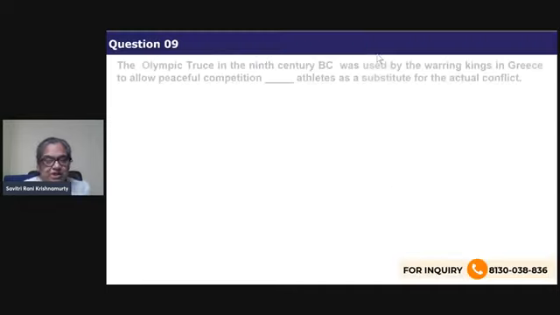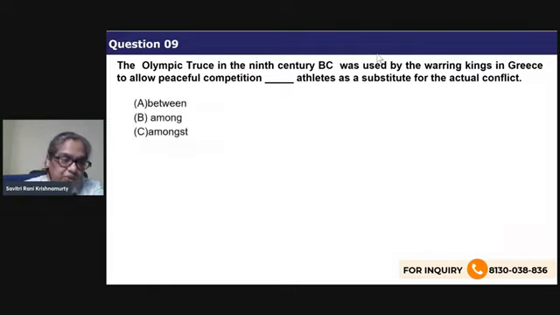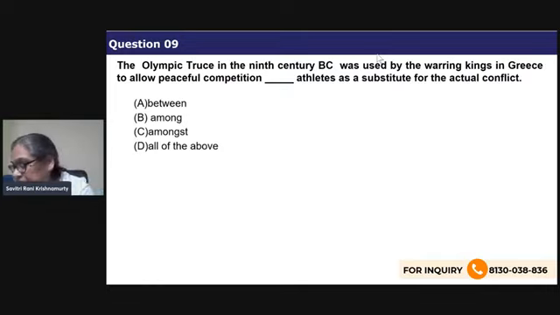All right, question 9. The Olympic truce in the 9th century BC was used by the warring kings in Greece to allow peaceful competition dash athletes as a substitute for the actual conflict. What is the word I want to use? Between, among, amongst, or all are correct.